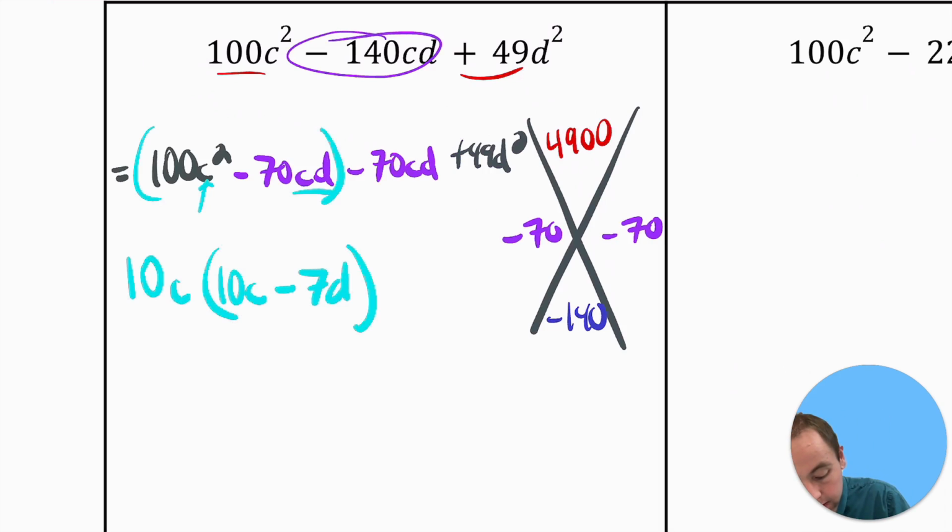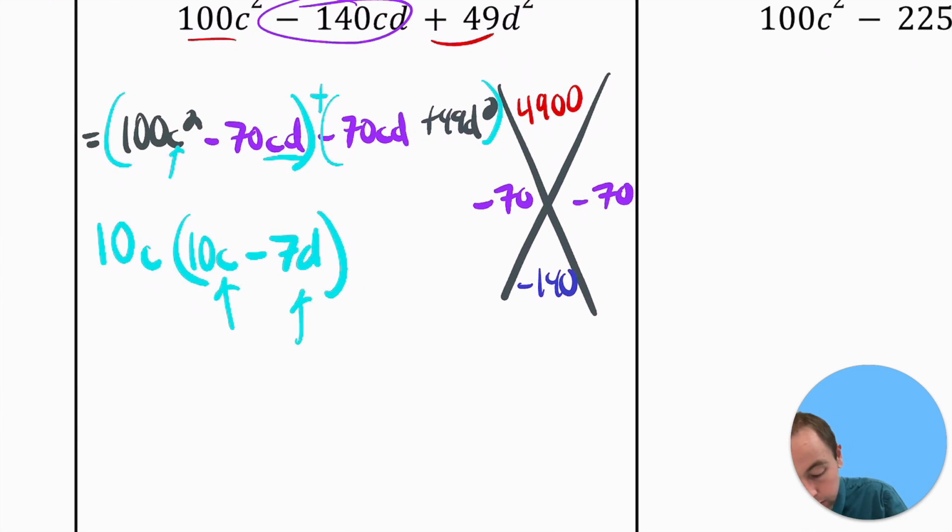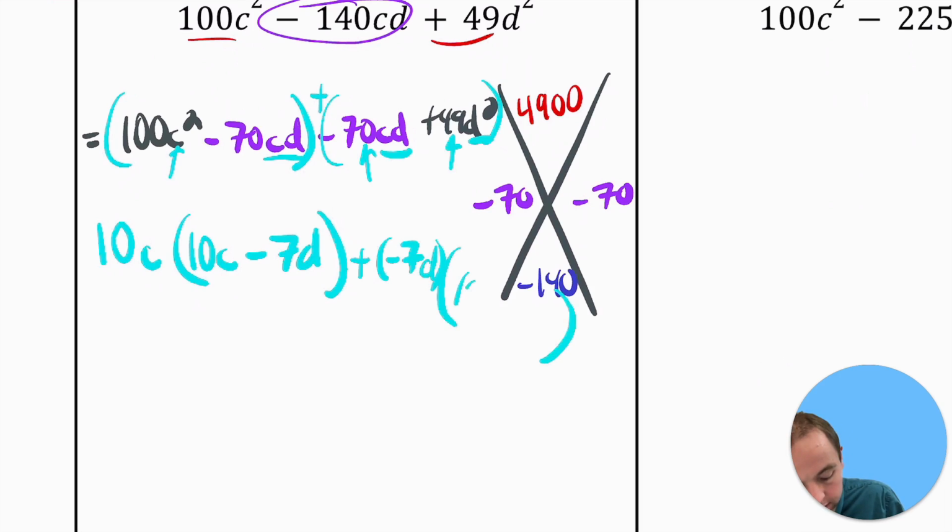And then if I group these other ones together, you're going to have to take out a negative so the signs all match up. The first one's positive, the other one's negative. So 70 and 49 both have a 7, so we take out a negative 7. And then cd and d squared also have a d, so we can take out a negative 7d from both of them. And that'll leave you with the same thing, a 10c minus 7d.